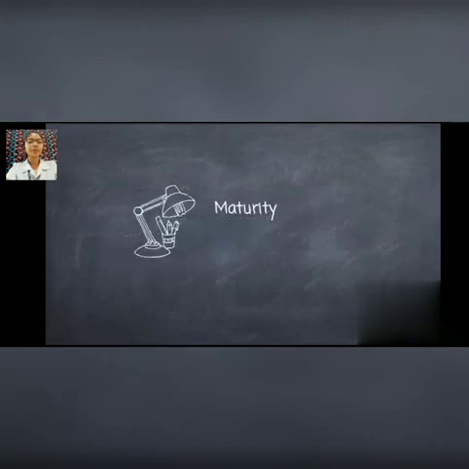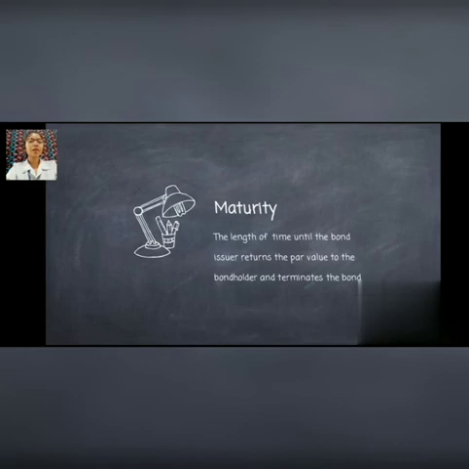Maturity. The length of time until the bond issuer returns the par value to the bondholder and terminates the bond. Bonds often are referred to as being short, medium, or long term. Generally, a bond that matures in 1 to 3 years is referred to as a short-term bond. Medium or intermediate term bonds generally are those that mature in 4 to 10 years. And the long-term bonds are those with maturities greater than 10 years.